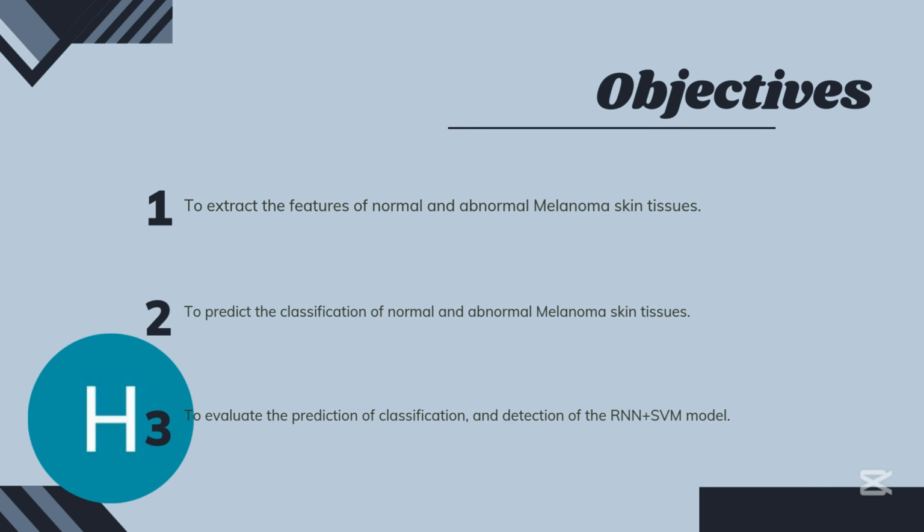So for the next, which is the objectives. There are 3 objectives. The first one is to extract the features of normal and abnormal melanoma skin tissues. The second one is to predict the classification of normal and abnormal melanoma skin tissues. And lastly, to evaluate the prediction of classification and detection of the RNN plus SVM model.